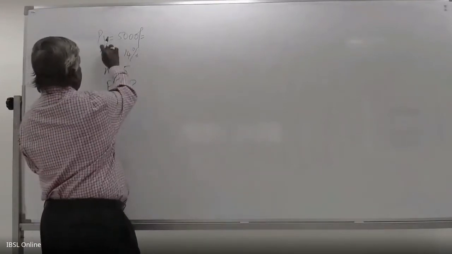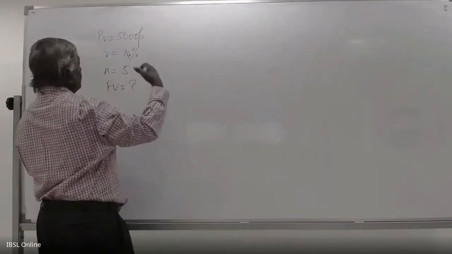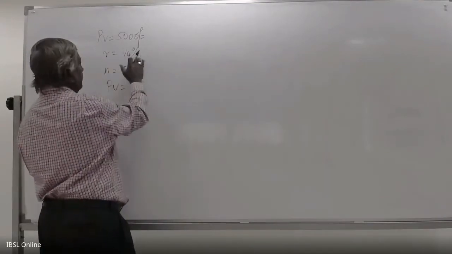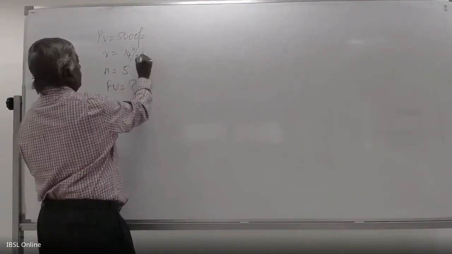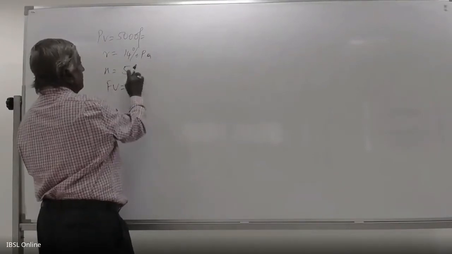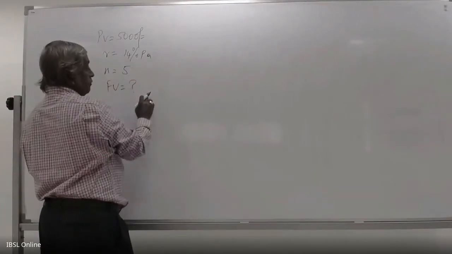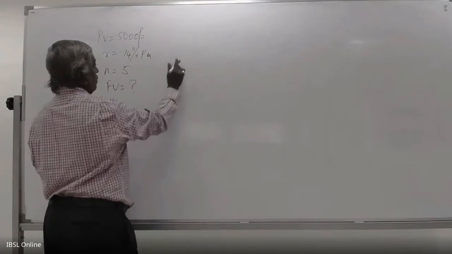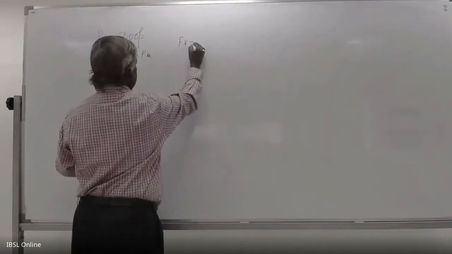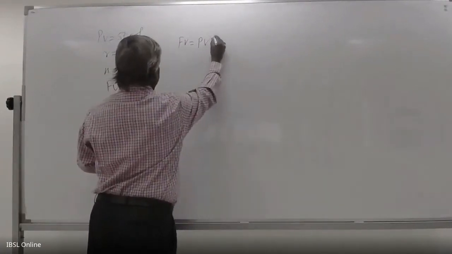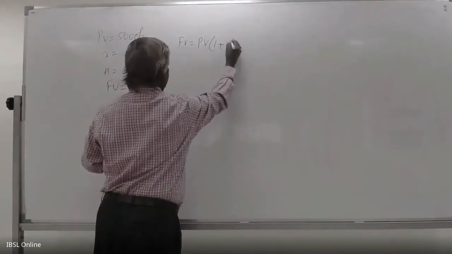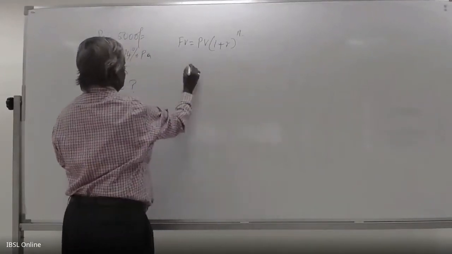Future value of the present value of 5,000 rupees. How much will be the future value at the rate of 14% per annum at the end of the 5th year from today? So future value is equal to PV into (1 plus R) to the power n. You know that.